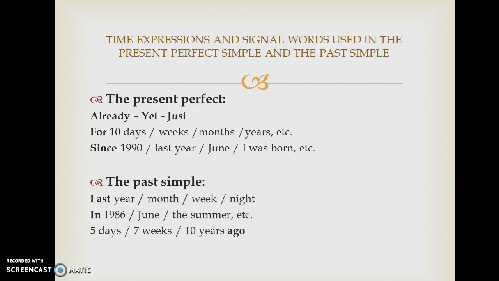We have time expressions and signal words for the present perfect simple and the past simple. In the present perfect simple, already, yet, just are typical signal words, and time expressions like for and since. For expresses a period of time, and since the moment when the action started. In the simple past, we use last, in, and ago.